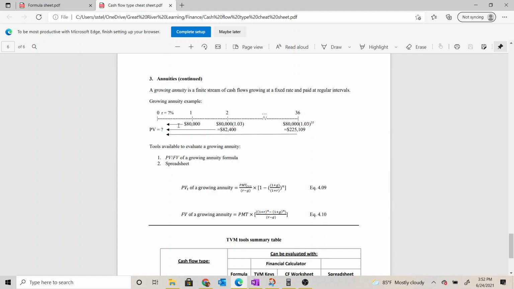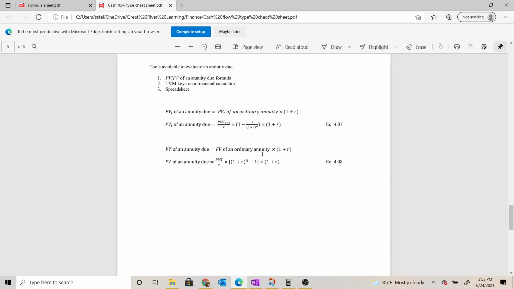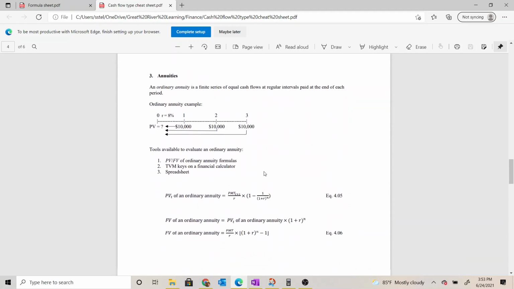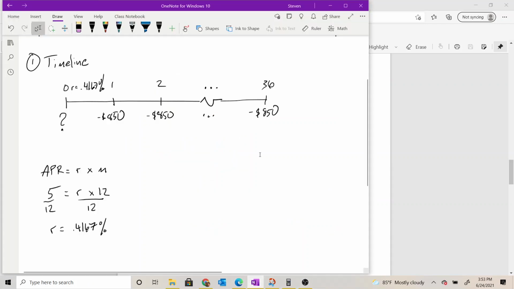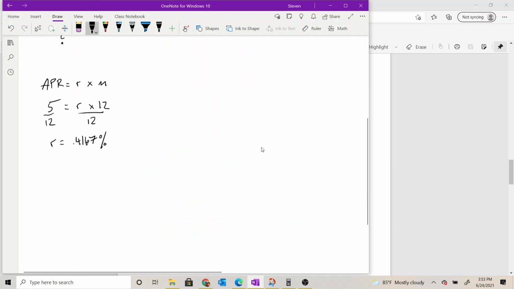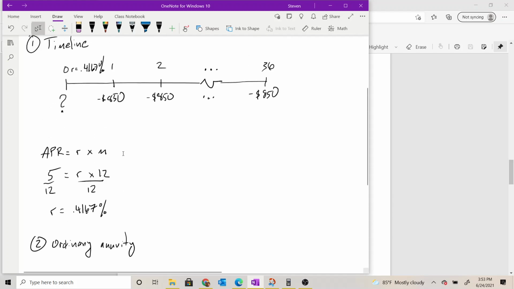And then growing annuity, those cash flows change at a set rate over time. So we know that's not what we're dealing with. It's because our problem has level cash flows that don't change. Okay, so it looks like we're dealing with an ordinary annuity. So once we've identified this, we know what tools are available to deal with this problem.